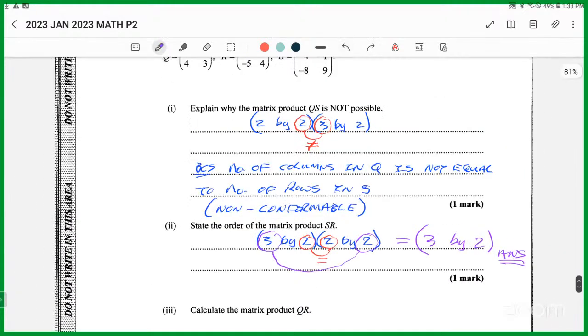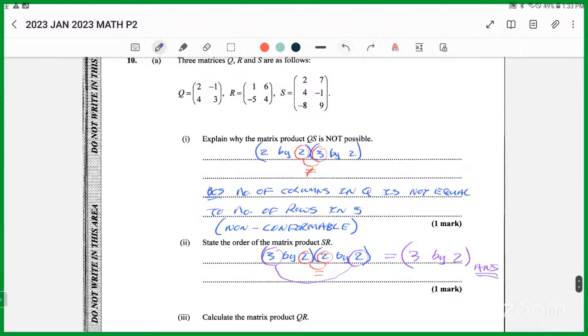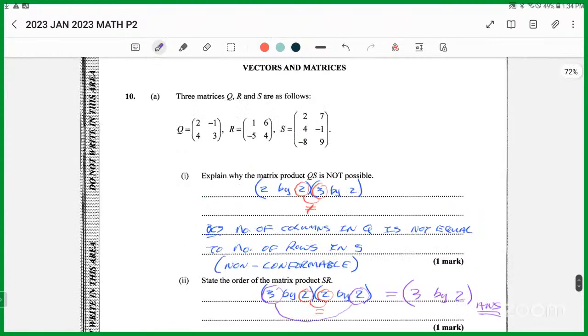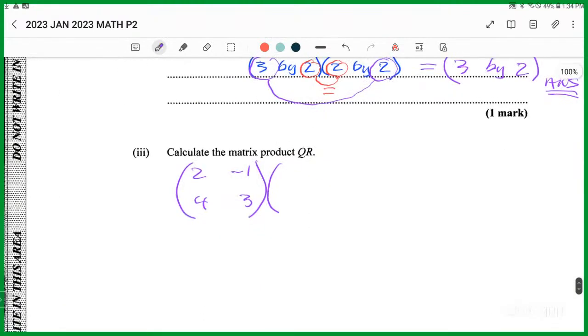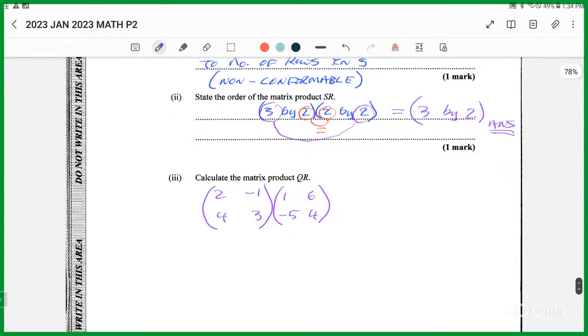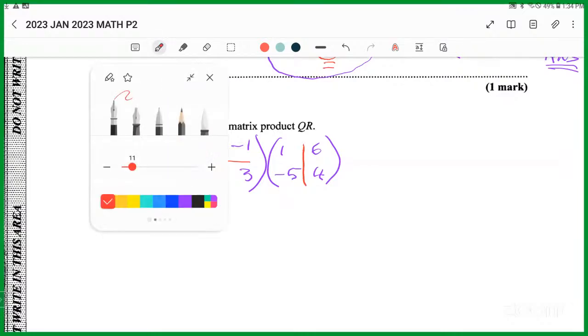What is Q again? Q is 2, minus 1, 4, 3. And multiplying that by R, which is 1, 6, minus 5, 4. So multiplying those two matrices now. Remember, guys, to multiply matrices, you take the rows of the first one and multiply by the columns of the second one. But I must have mastered this by now.